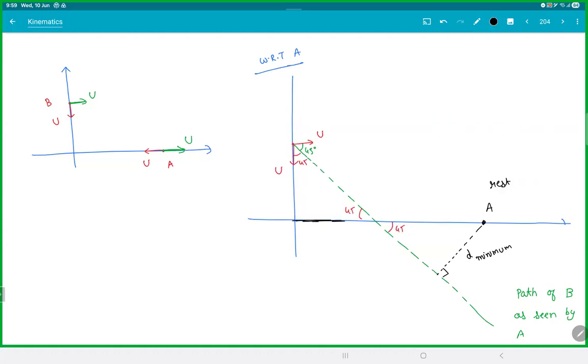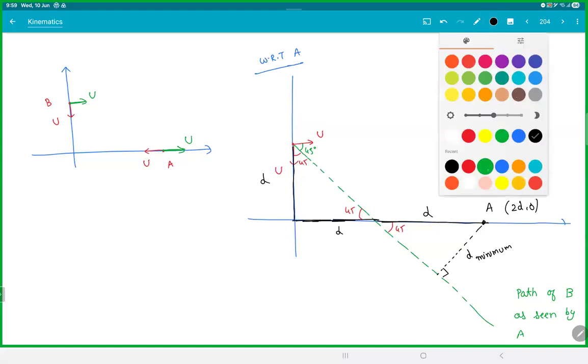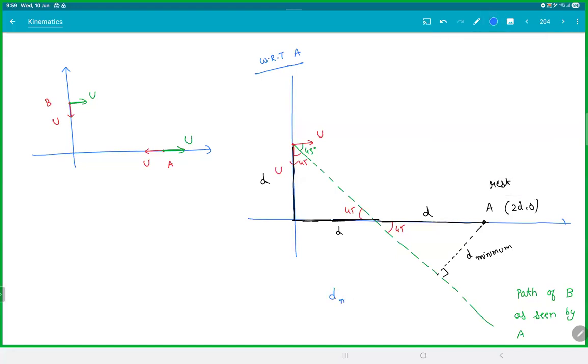And we know this distance is D. Why? Because this distance is D initially. Tan 45, so that is D and D. This distance is also D. Why? Because this is 2D, 0. So in this triangle, D minimum will be simply D sine 45, the opposite side. This will be D by root 2. This is your minimum distance.